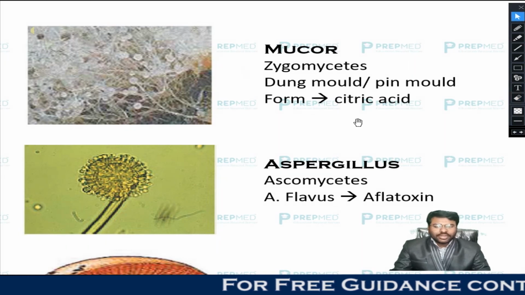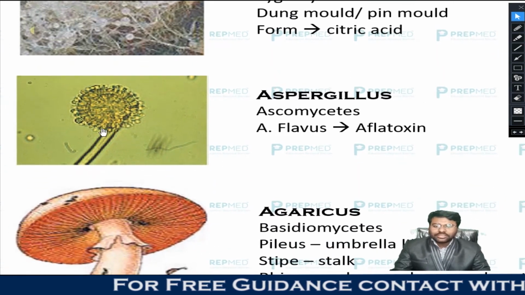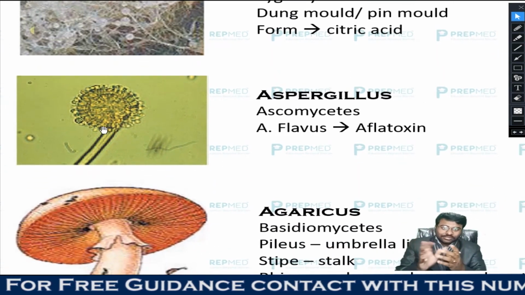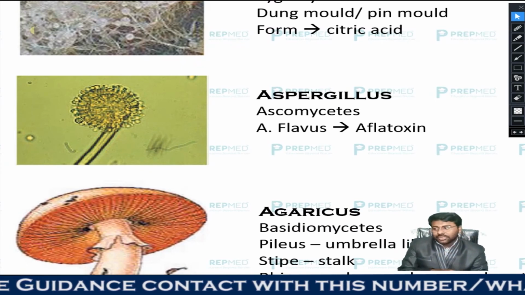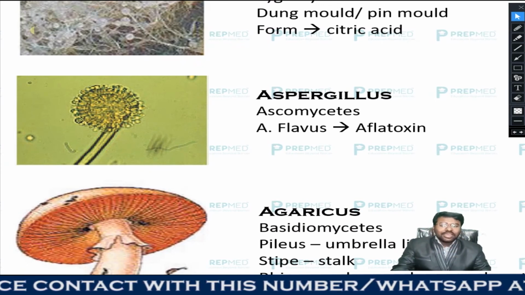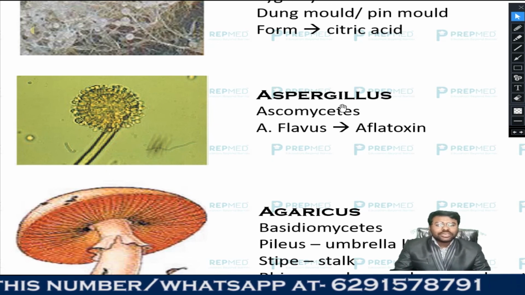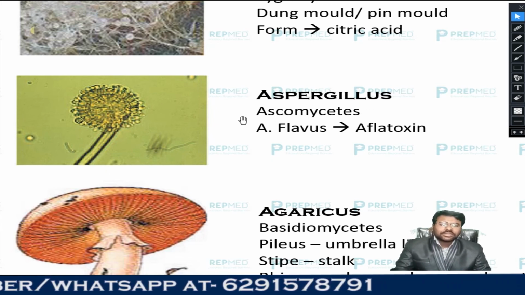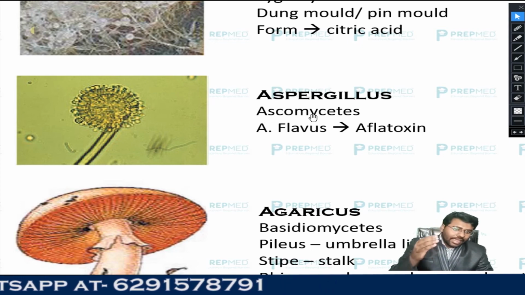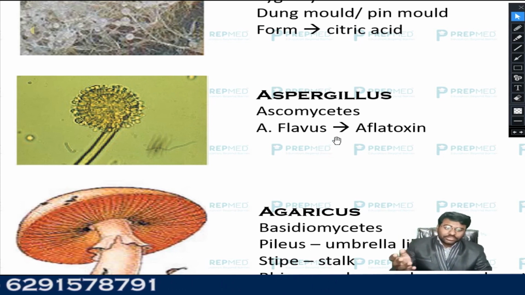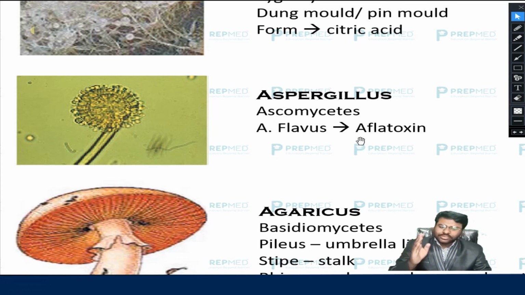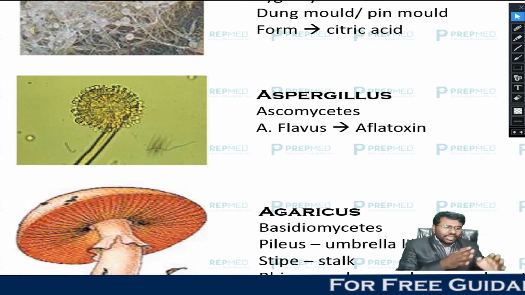Now coming to the next image, where one fungus is seen, and it looks like a flower. You can clearly notice this may be a famous image. So this is actually Aspergillus, and Aspergillus comes under the Ascomycetes family, and it produces aflatoxin. Okay, so there is no special mnemonic, it is very easy. Aspergillus, Ascomycetes, aflatoxin, AAA.